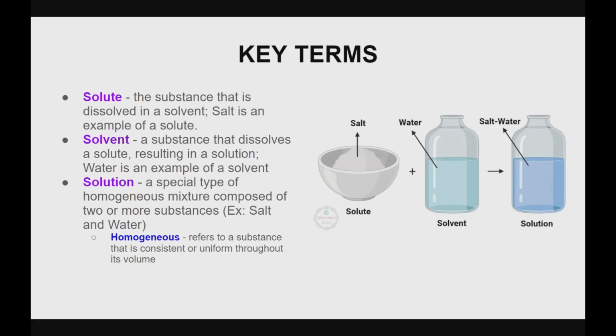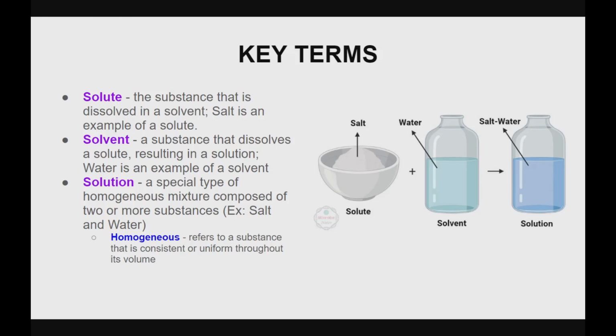For example, when you dissolve salt in water, salt would be the solute. Water would be known as the solvent. And a solvent is a substance that dissolves the solute. And as a result, we would get a solution that you see on the right. Again, water would be an example of the solvent.